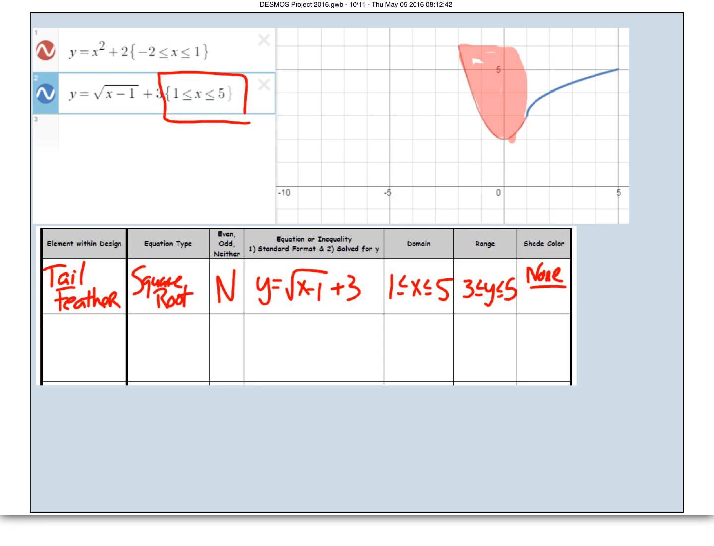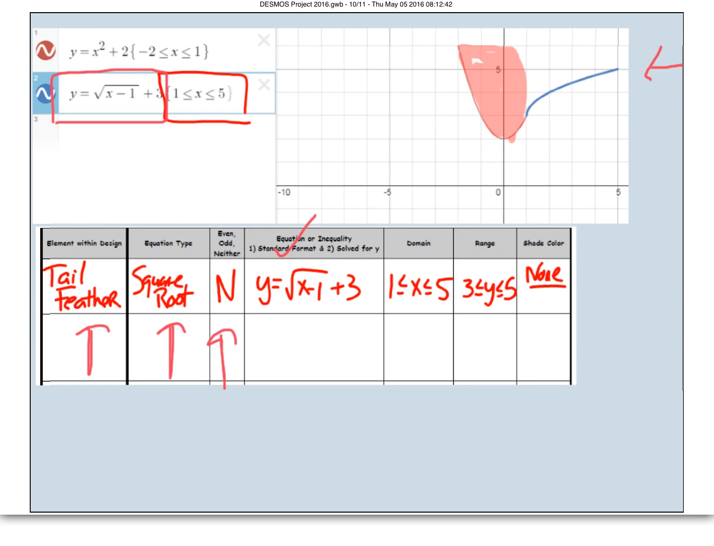Another example might be that I wanted to do a square root function. Now it's not one of the types I need to have, but it's a shape that I want for my drawing. So I went on to Desmos and I typed in the square root equation right here, where you're going to see I wrote it here. This is solved for y. It's drawn out here in the blue. I can tell it is not an even or an odd, so I put neither. It's called square root. And I'm imagining that it's the tail feather of my bird.